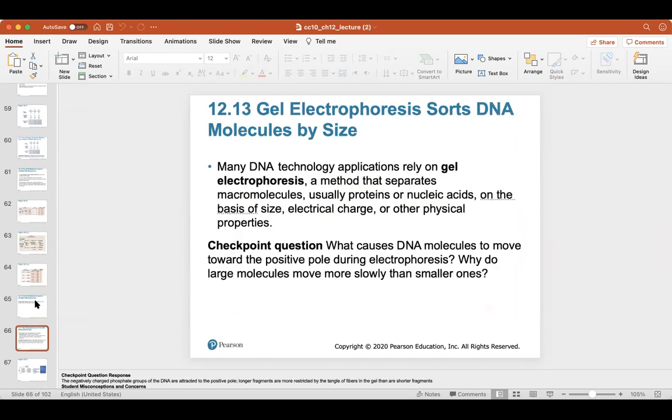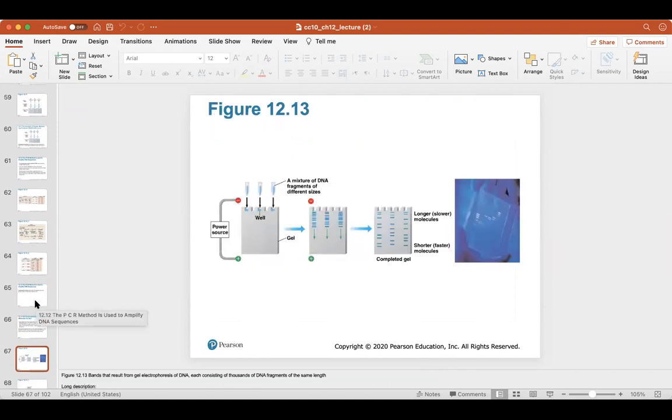Many DNA technology applications rely on gel electrophoresis, which is a method that separates macromolecules based on size or electrical charge. And this is where we get the bands of gel electrophoresis of DNA, each consisting of thousands of DNA fragments of the same length.